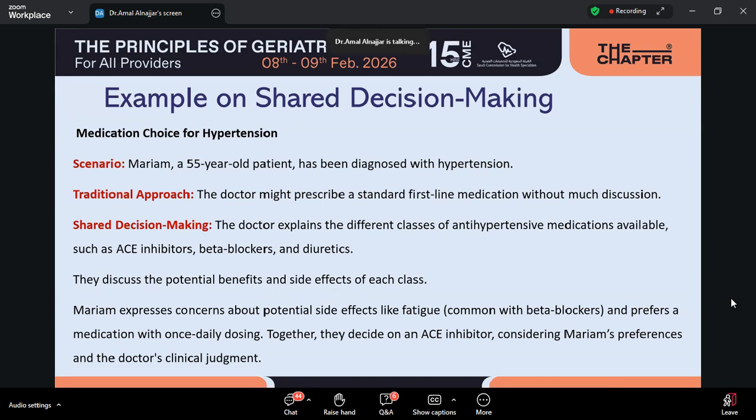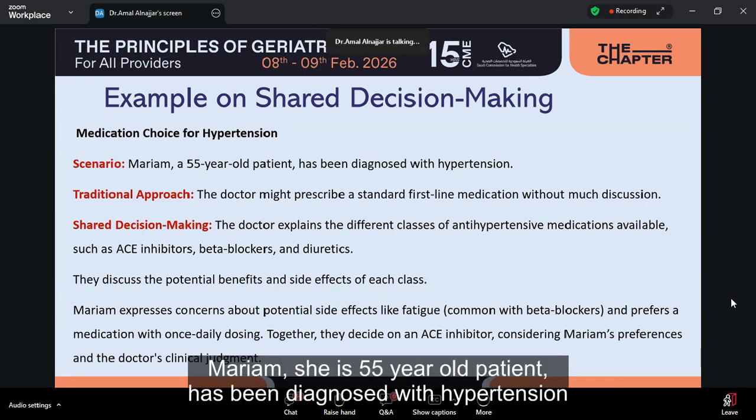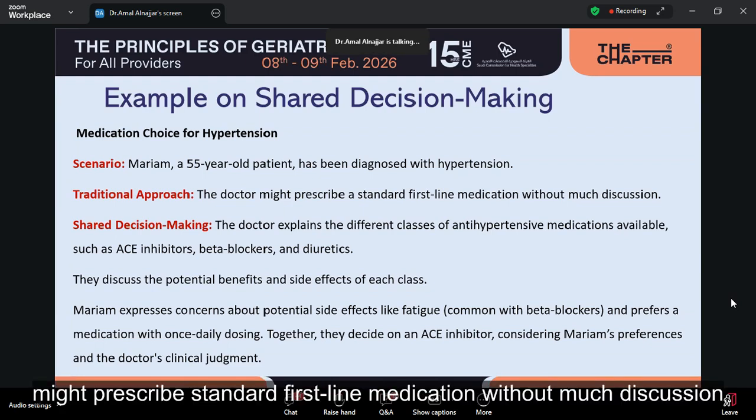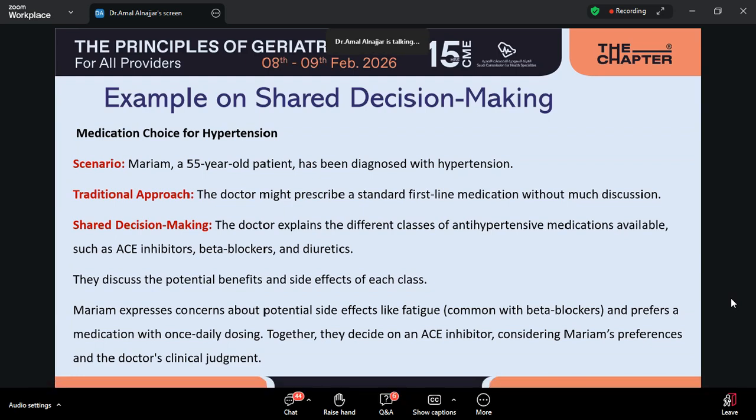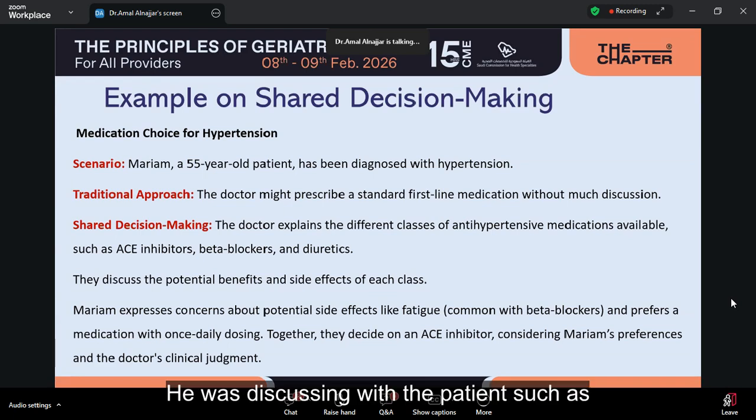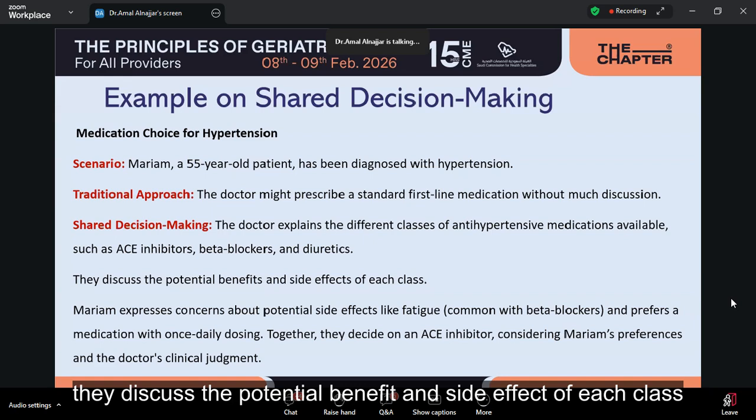One scenario: Mariam, a 55-year-old patient, has been diagnosed with hypertension. What is the traditional approach? The doctor might prescribe standard first-line medication without much discussion. Shared decision: the doctor explains the different classes of antihypertensive medication available. He discusses with the patient options such as ACE inhibitors, beta blockers, and diuretics. They discuss the potential benefit and side effects of each class.